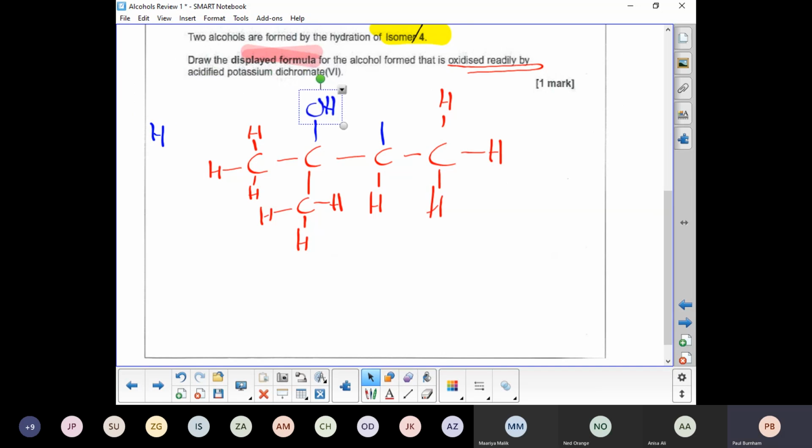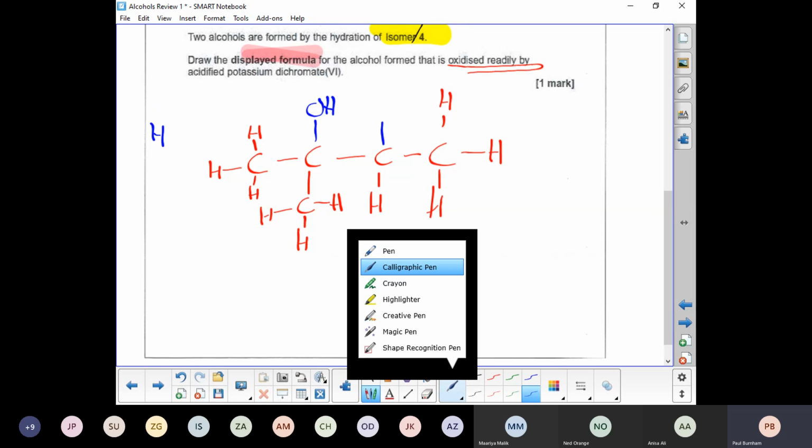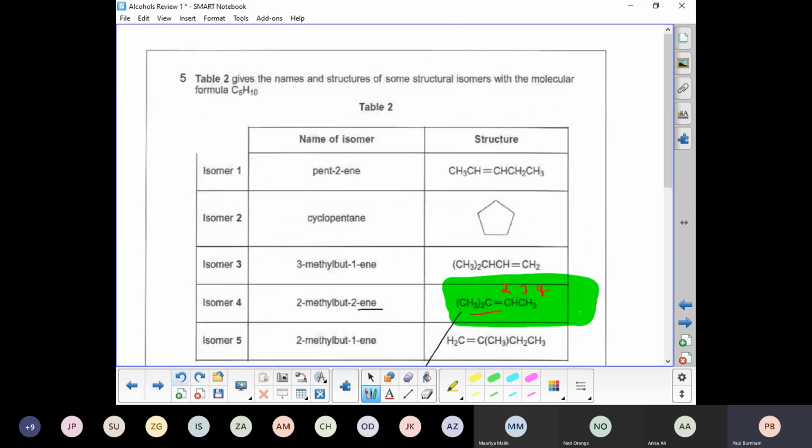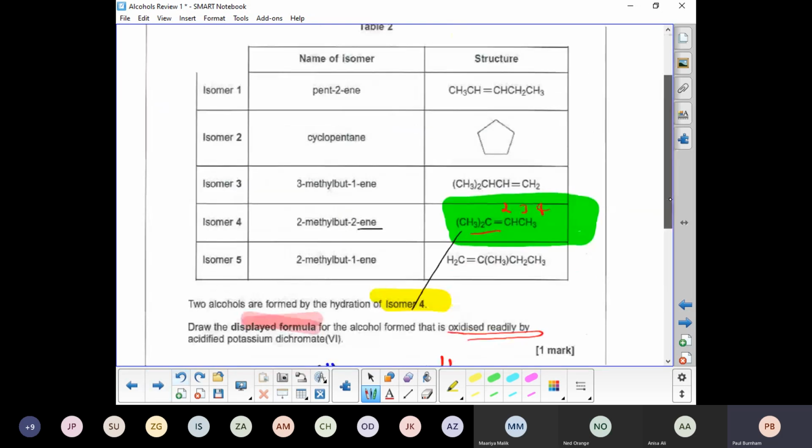Now that would work, that's a possible product, but when I look back at my question, this isn't going to be the right answer. This particular alcohol would not be oxidized readily by acidified potassium dichromate. It's a tertiary alcohol. The carbon bonded to the OH group is itself bonded to 3 other carbons. Highlight them there in pink for you all, but briefly, so that's not going to be the right answer. So let's get rid of the highlights.